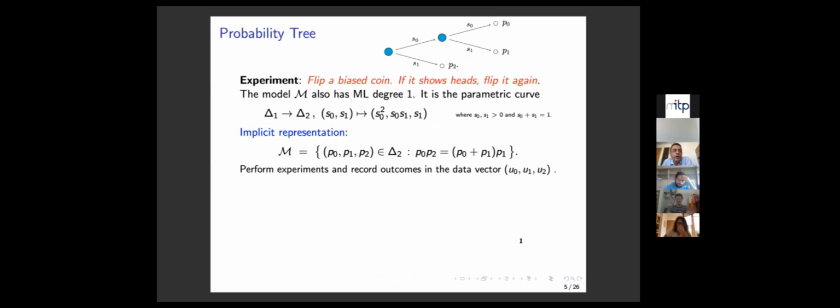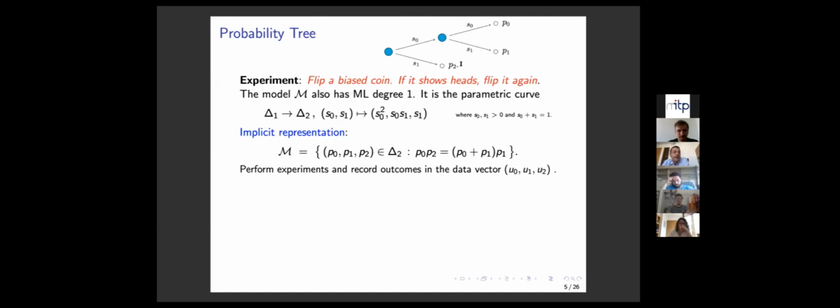Let's perform the following experiment with a biased coin. You flip the biased coin. If it shows heads, you flip it one more time. So there are 3 possible outcomes: either heads, heads, or heads, tails, or just tails, right? So I'm going to write P0, P1, and P2 for the probabilities of these 3 outcomes. They form a triangle, delta 2.